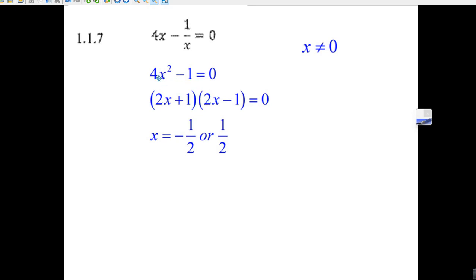This is a difference of squares. It's (2x) squared and 1 squared. Hey, we're looking at two solutions here now. All you have to do is go 1 over 2 and change the sign. Minus a half will make this 0, and 1 over 2 will make this 0. And there you go. That's the first set of questions, quadratic solving for x.